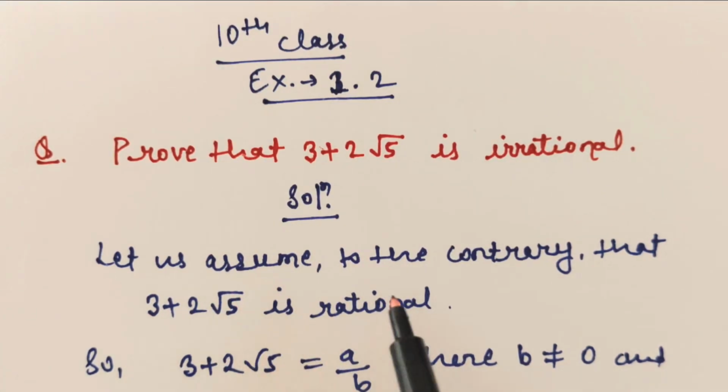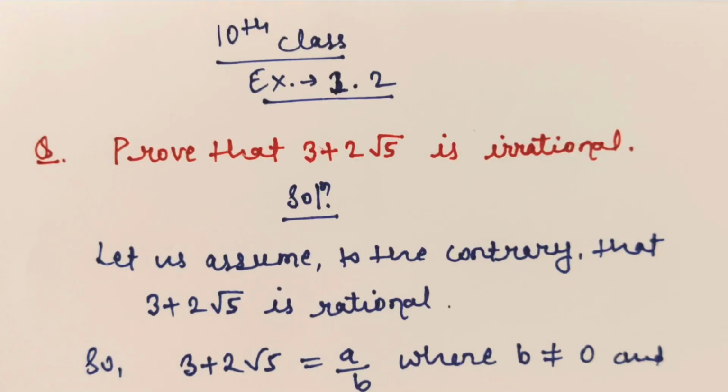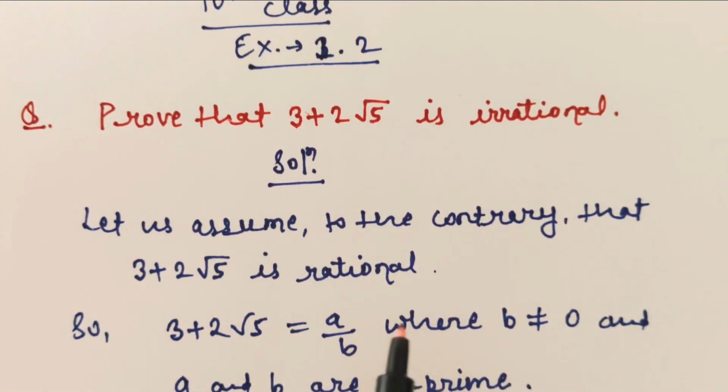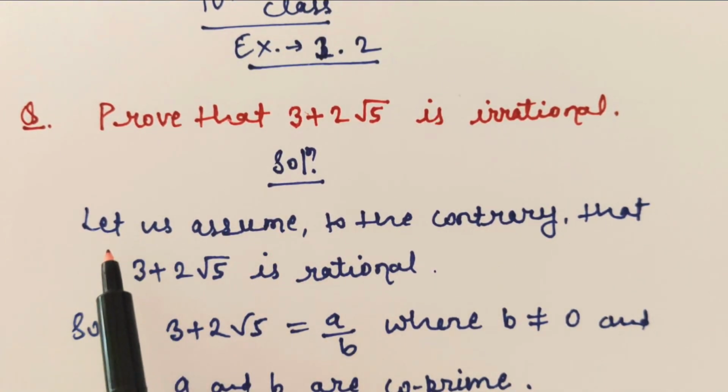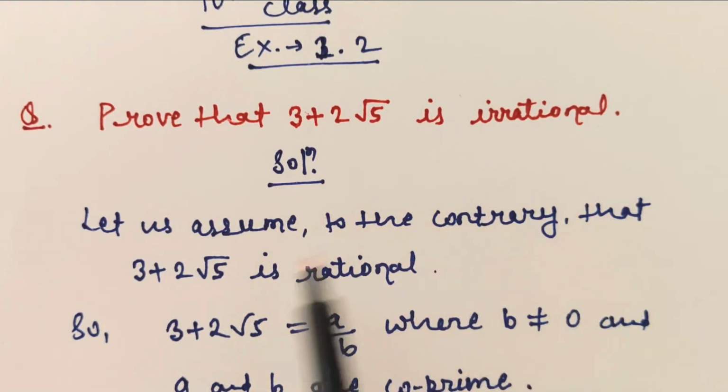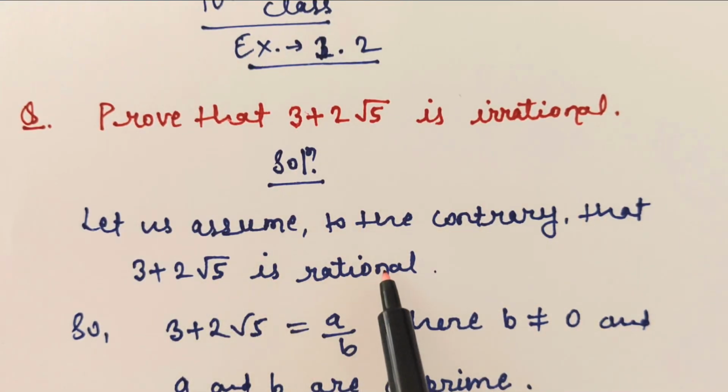One thing you remember: this is the way and structure to solve such types of problems, so you can definitely solve any problem on this basis. So let us start. First, let us assume to the contrary, in the opposite way, that 3 plus 2 root 5 is a rational number.